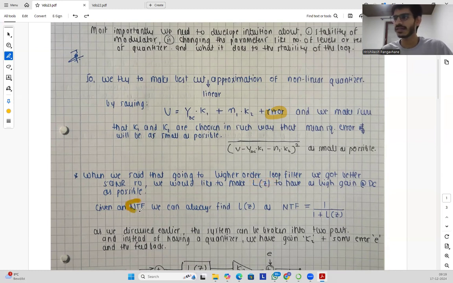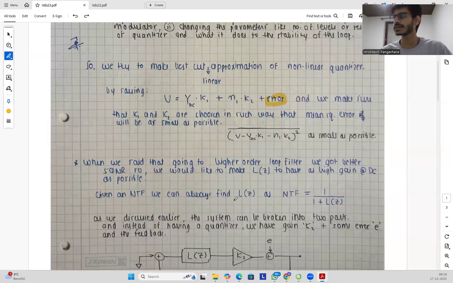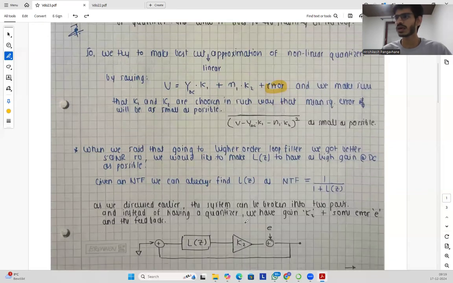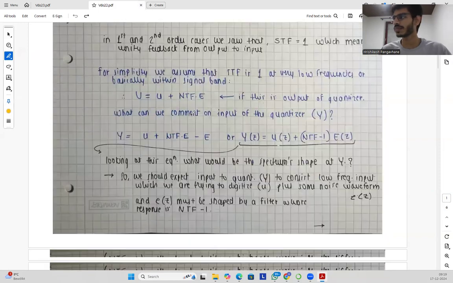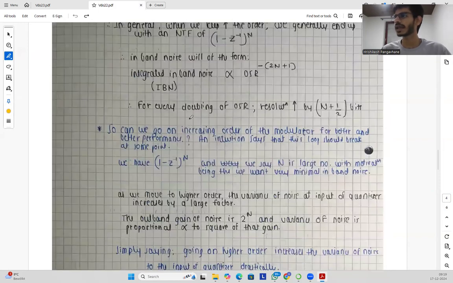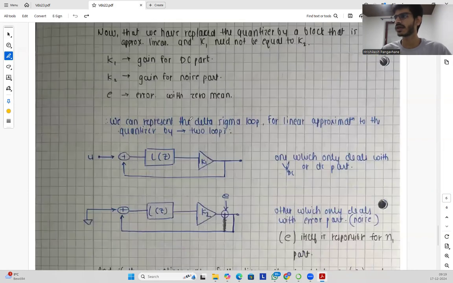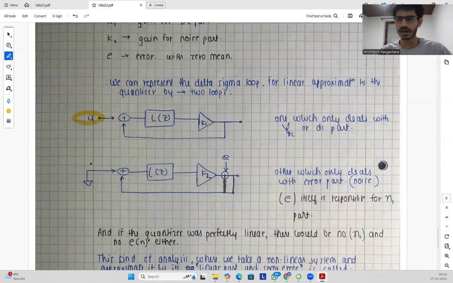So if we are provided with the NTF, we can always find L of Z, as NTF is equal to 1 upon 1 plus L of Z. As we discussed earlier, the system can be broken into two parts, and instead of having a quantizer, which is non-linear obviously, we can have two different systems, as we saw in the previous video. One represents the input and one represents the N1 part, which is due to E, which is flowing throughout the loop.